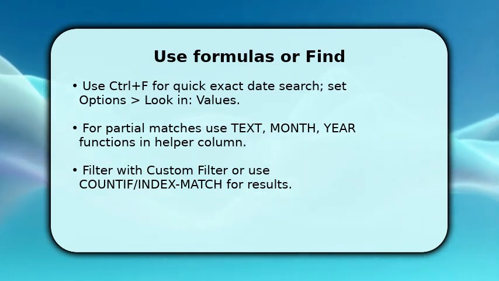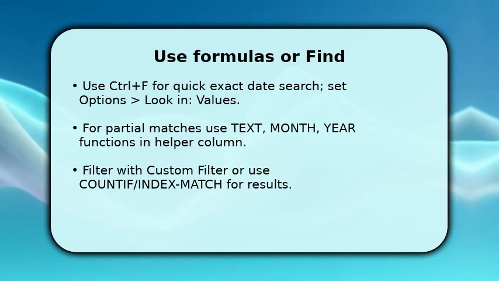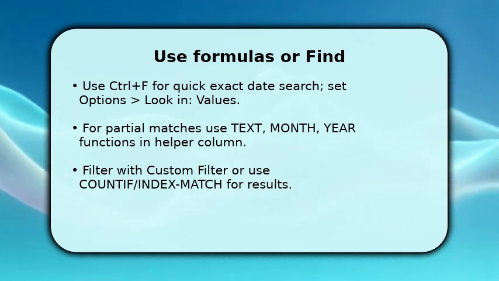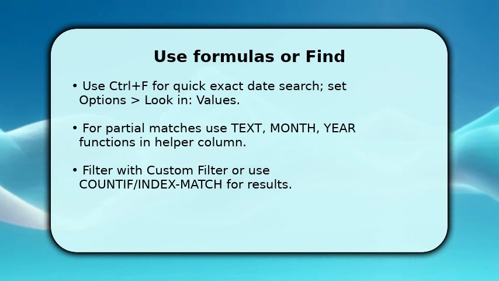Under Options, set Look in to Values so Excel compares what you see. If you need partial matches, insert a helper column using TEXT, CELL, YYYYMM, MONTH, or YEAR to extract components. This helps filter by month or year.